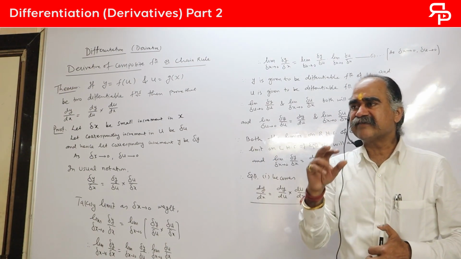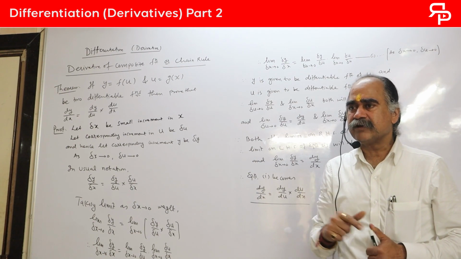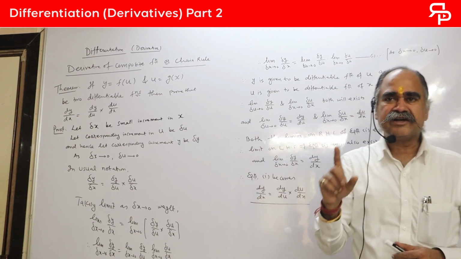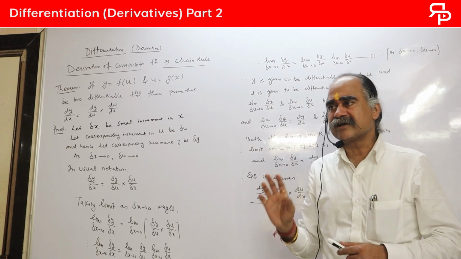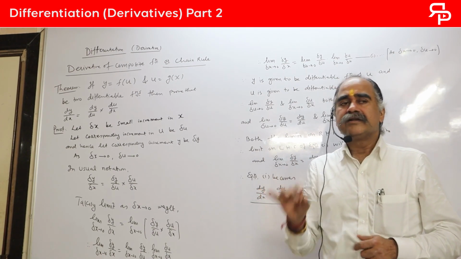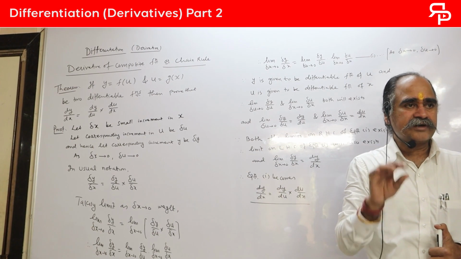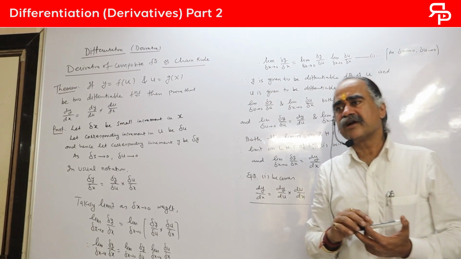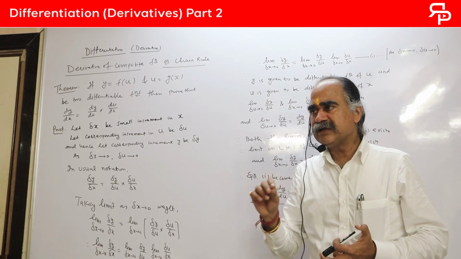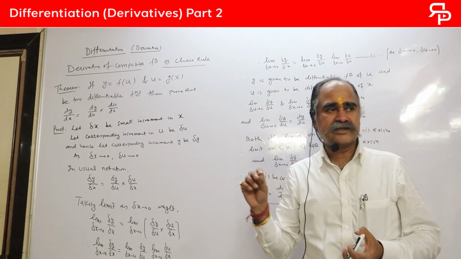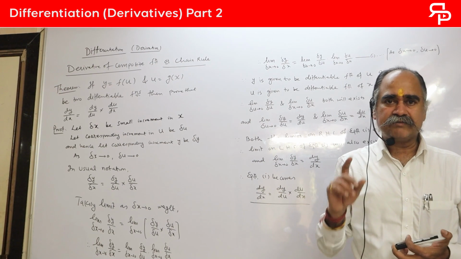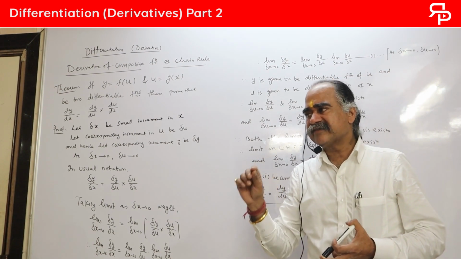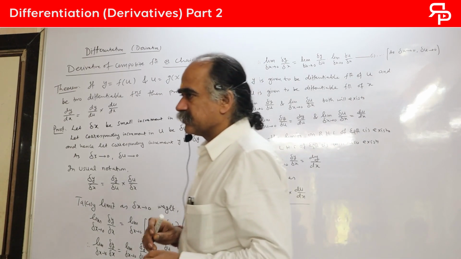In usual notation, delta y by delta x is what? Delta y by delta u into delta u by delta x. Taking limit as delta x tends to 0, we get limit delta x tends to 0, delta y by delta x is equal to limit delta x tends to 0, delta y by delta u into delta u by delta x. Now we'll separate the limit. Therefore limit delta x tends to 0, delta y by delta x is limit delta u tends to 0, delta y by delta u into limit delta x tends to 0, delta u by delta x. Equation number 1. The reason is what? As delta x tends to 0, delta u also tends to 0.